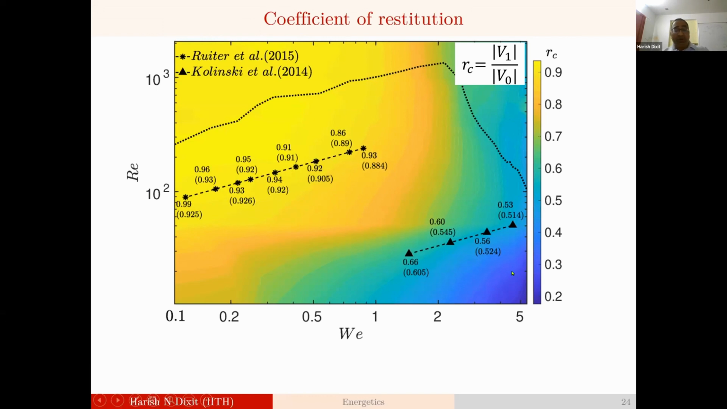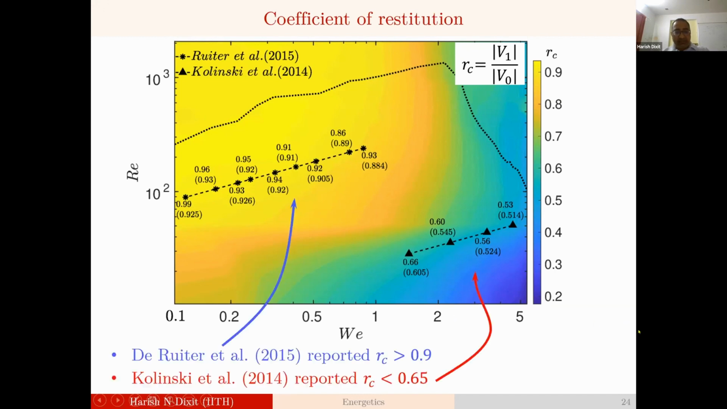This is one of the things that we wanted to answer. Mahadevan's group, Kolinsky et al., had reported a very low value of the coefficient of restitution, whereas Reuter et al. had reported a much higher value. And these were seemingly very similar experiments, done almost parallel to each other. Therefore, we wanted to understand why the numbers are so different. And we noticed that they are so different because they're in completely different regimes in this diagram.